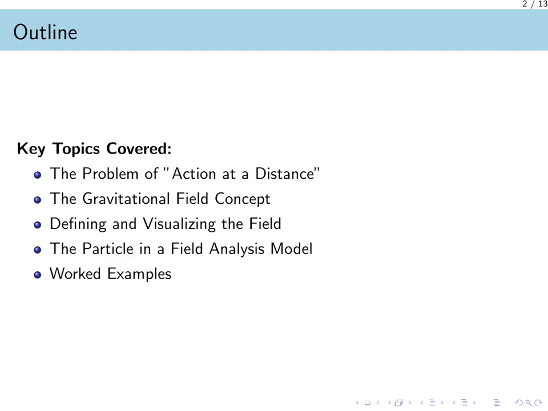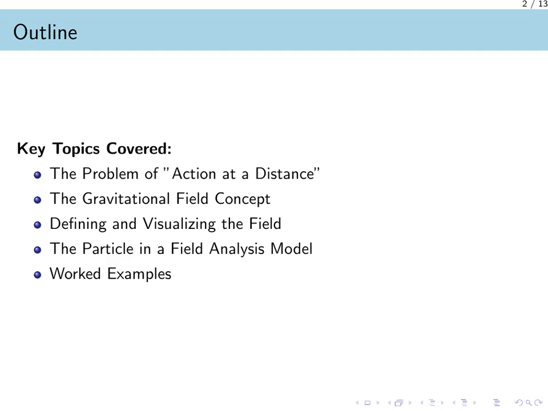Next, we will introduce the gravitational field as the modern solution to this puzzle. The central idea is that a massive object does not directly pull on another distant object. Instead, it alters the properties of the space around it, creating a field. Following that, we will provide a precise mathematical definition for the gravitational field, relating it to the force experienced by a test mass. We will also learn how to visualize these fields using diagrams of field lines.